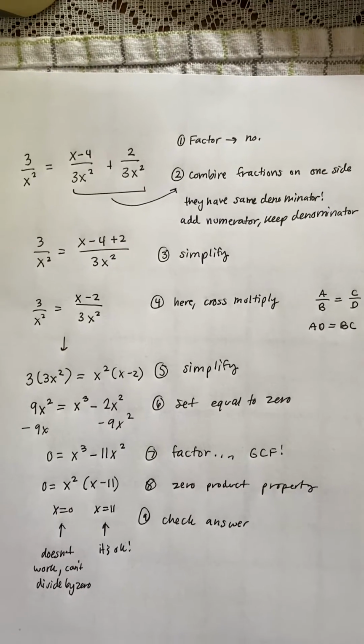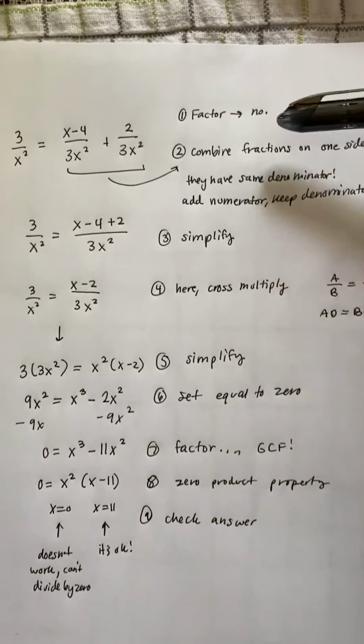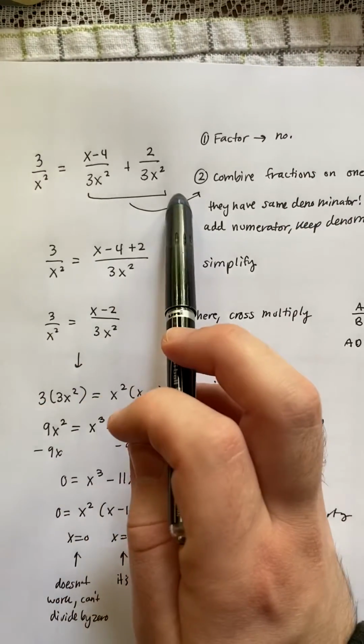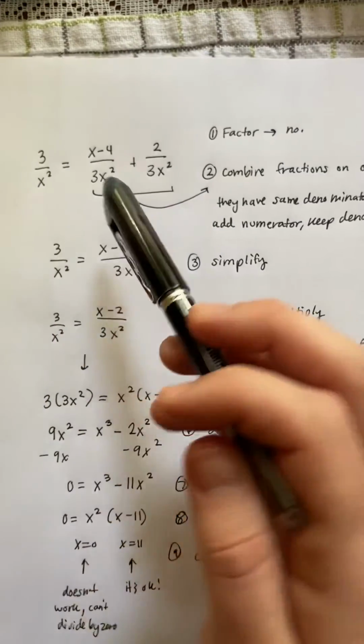Okay, here's a quick overview of the question. So the first step is always to factor, and I can't factor this at all. I can't factor any of the denominators.